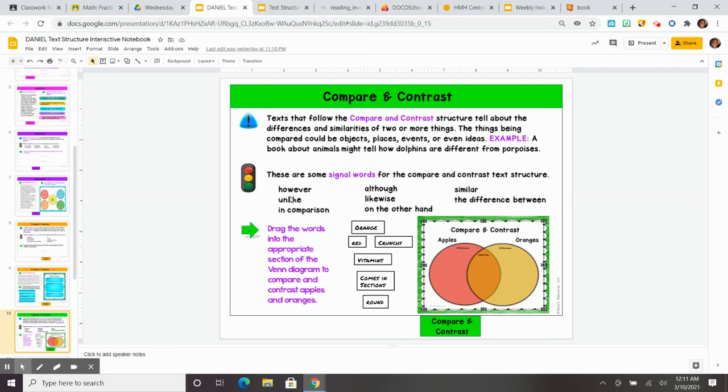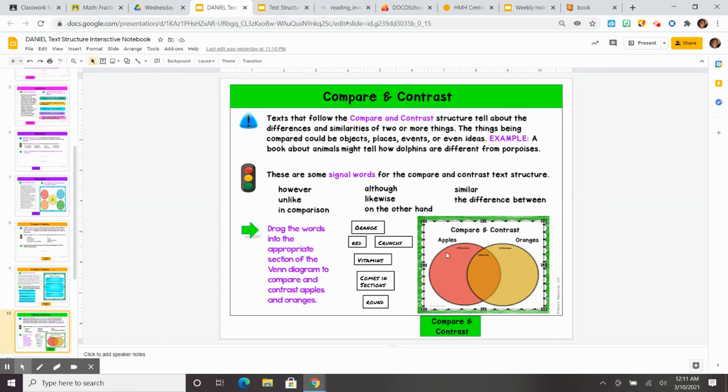You have however, unlike, in comparison, although, likewise, on the other hand, similar, the difference between. It says drag the words into the appropriate or right section of the Venn diagram. And this right here is a Venn diagram. This is a graphic organizer to compare and contrast apples and oranges.